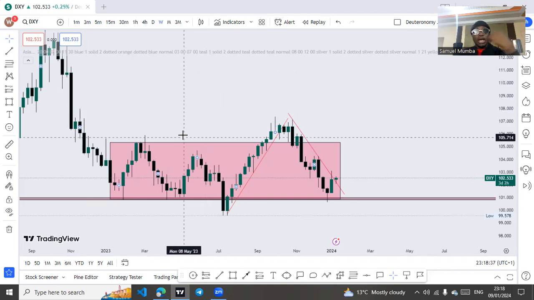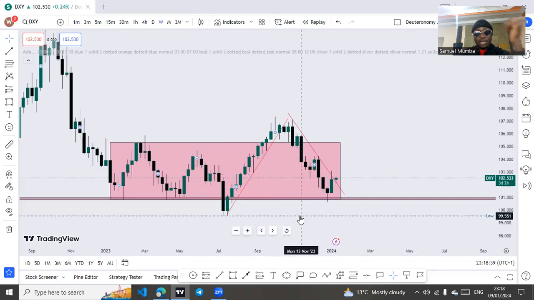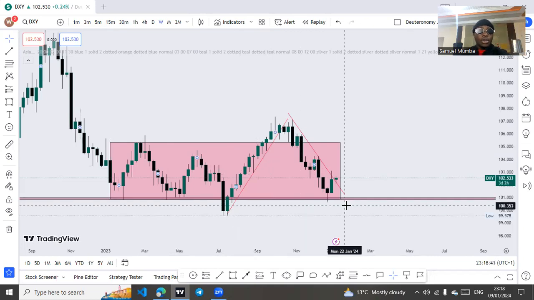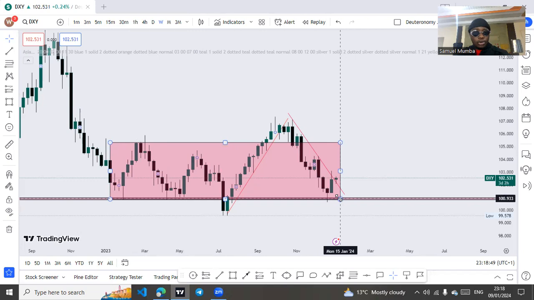So yeah, as I was saying, dollar index right now is at a point of an order block. So this order block we have is supposed to be respected, and we can see that the market is respecting it by forming a weekly doji candlestick. That's a pure confirmation that this market is trying to respect that zone, okay?